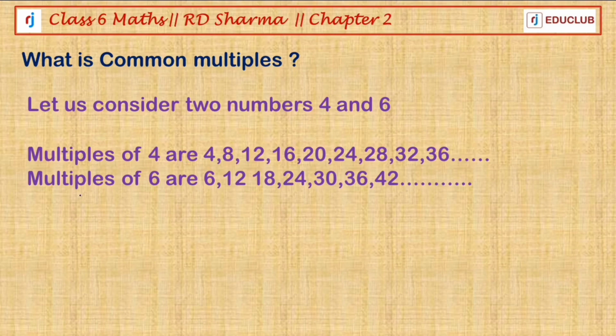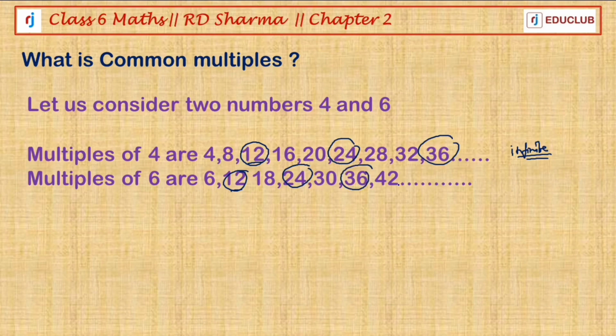Similarly, the multiples of 6 are 6, 12, 18, 24, 30, 36, 42. These go on infinitely. We know multiples are infinite. So we can see what the common multiples of 4 and 6 are. Look, 4 is here, 4 is not here. 6 is here, 6 is not here. The first common number is 12. Here 12, here also 12. Here 24, here also 24. Here 36, here 36.